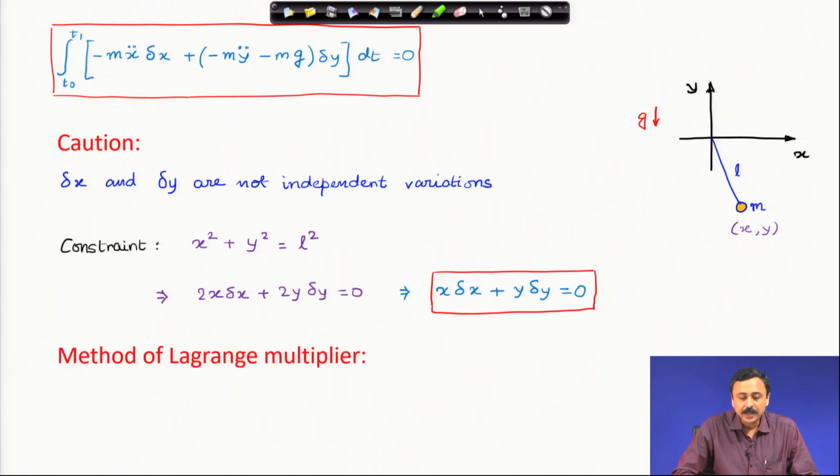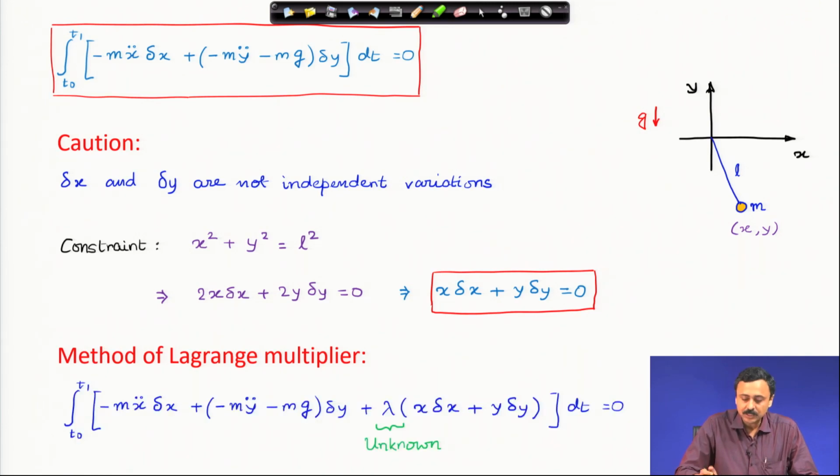We will introduce this Lagrange multiplier. Every constraint must have a corresponding Lagrange multiplier. We multiply the constraint with the Lagrange multiplier. This is an unknown as yet, and very soon we are going to determine that. This Lagrange multiplier times the constraint we have introduced into our variation. This Lagrange multiplier is an unknown, and delta x and delta y are variations which are connected.